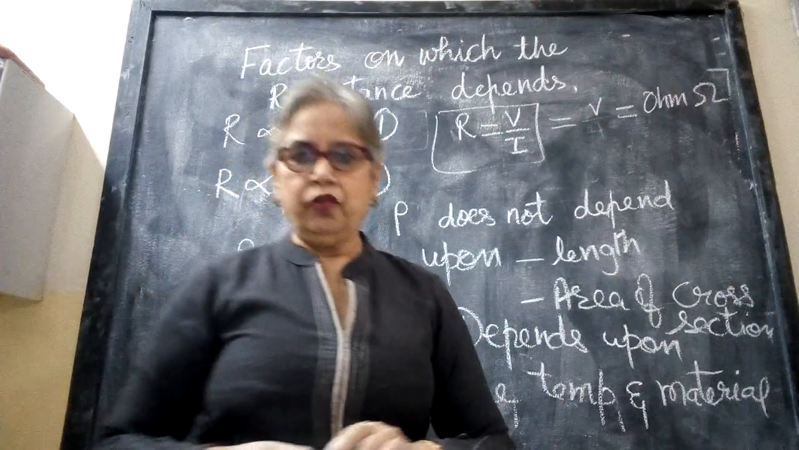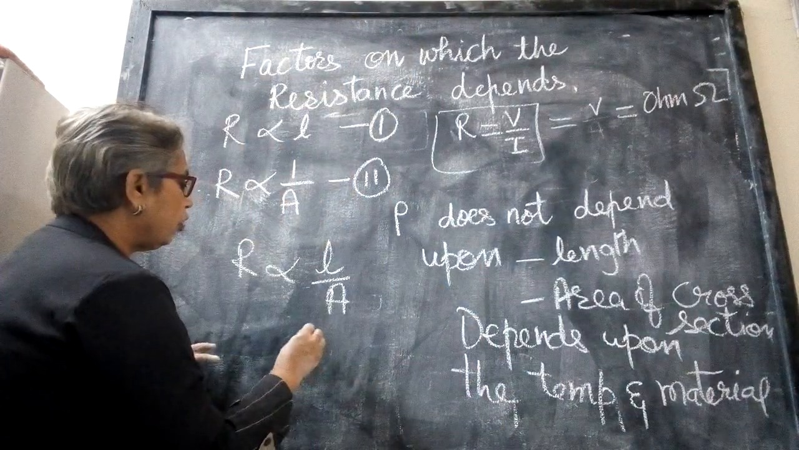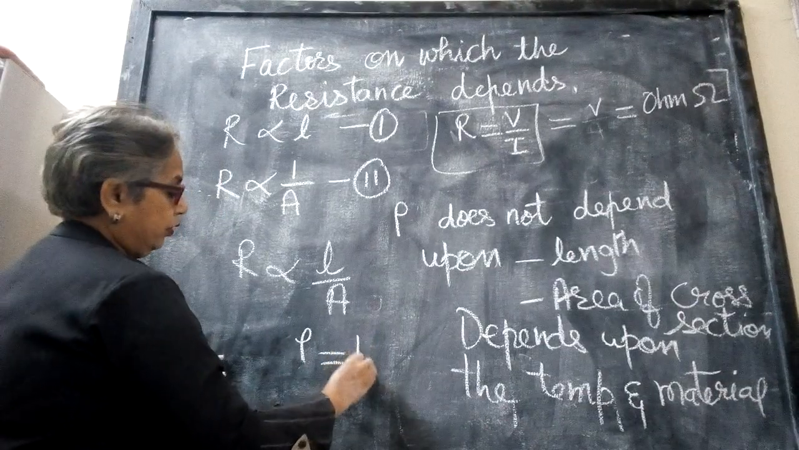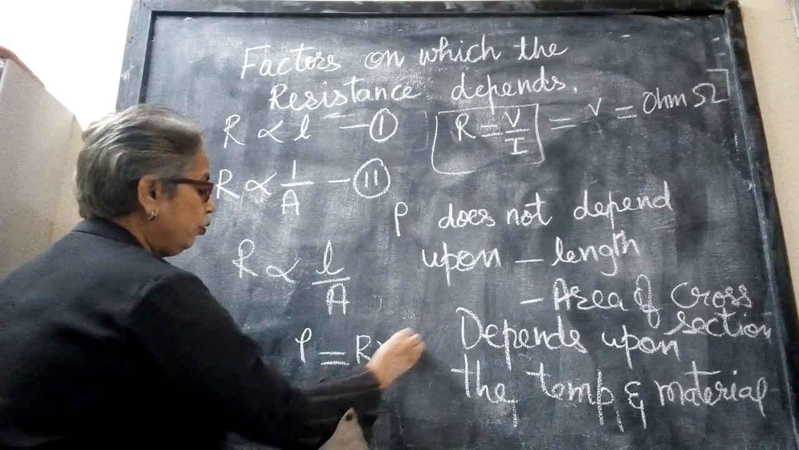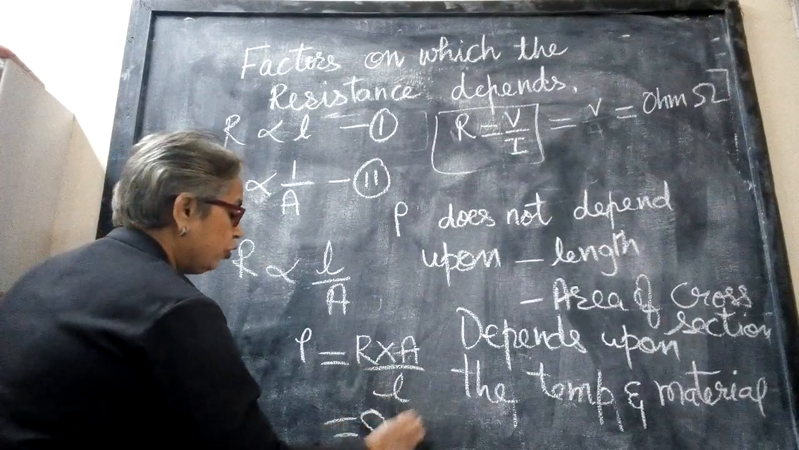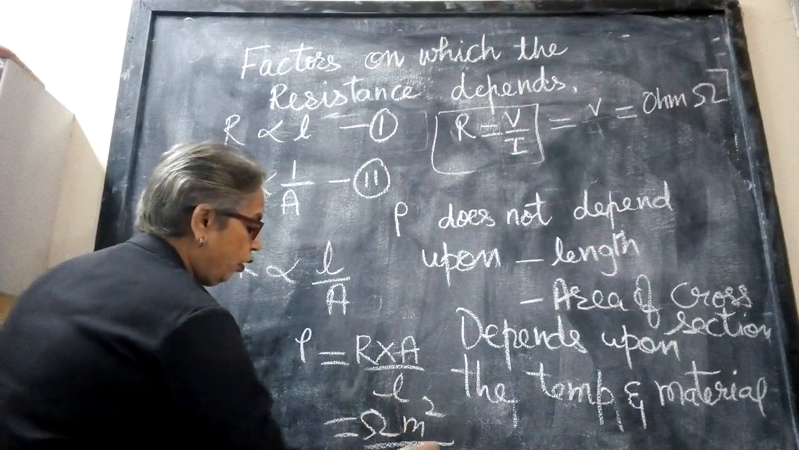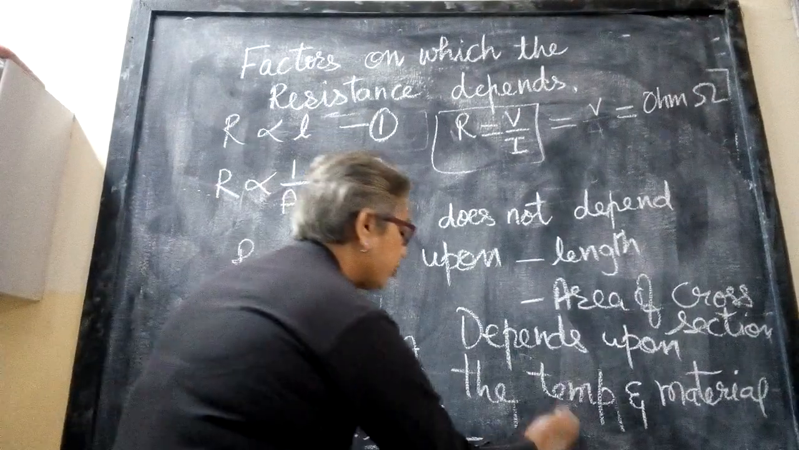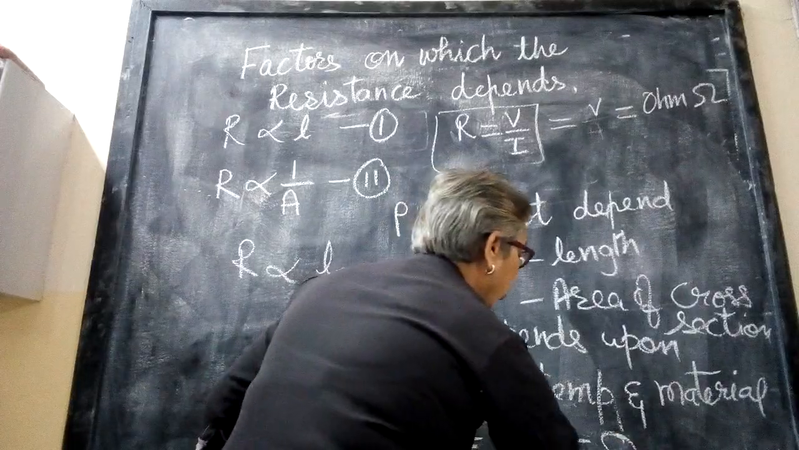Okay, fine. Now that is all for resistivity. We should also talk about the units. So resistivity is equal to what? R into A upon L. So ohm square meter upon meter. So meter, this will cut. So units of resistivity rho are ohm meter.